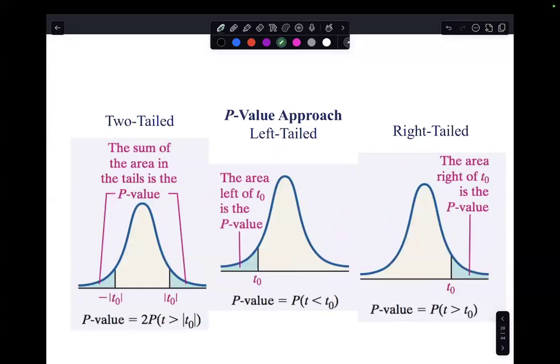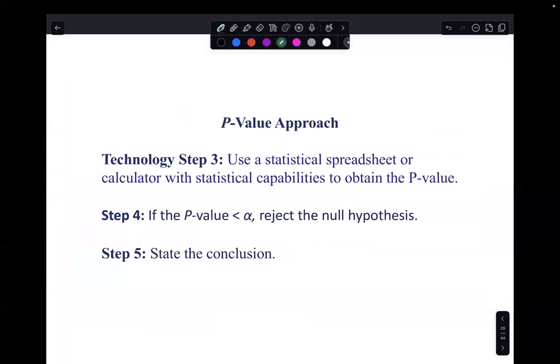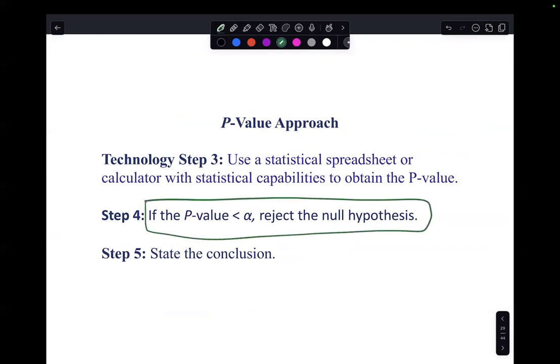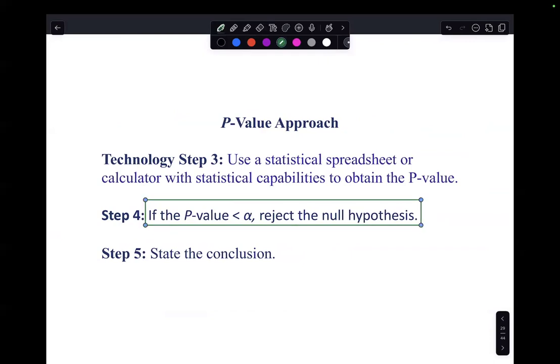P-value approach, same thing. If the p is less than alpha, we will reject the null hypothesis. So compare the p-value to your alpha. If it's less than alpha, the p is low, reject the H0. I know I'm whipping through these, but it's all the same stuff. I just said this. And this even says it: use your calculator. See, it even says it right here.